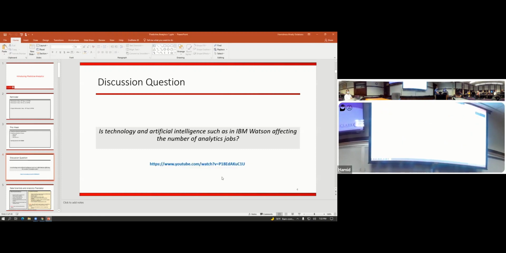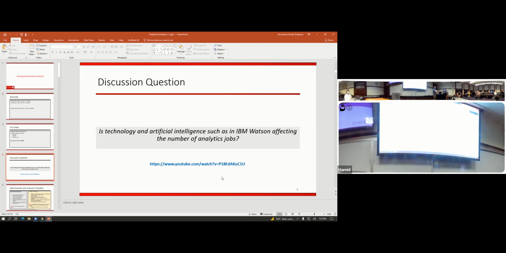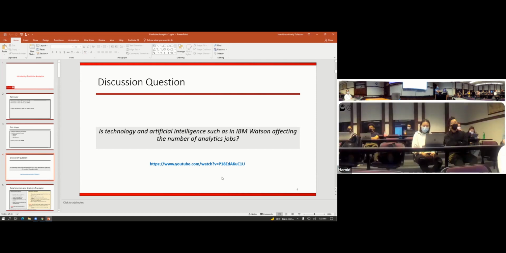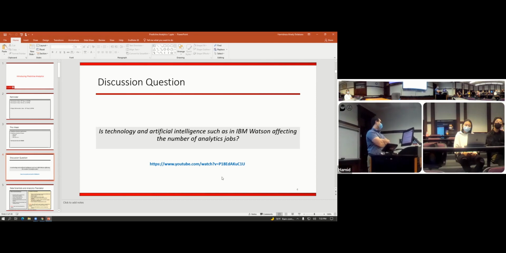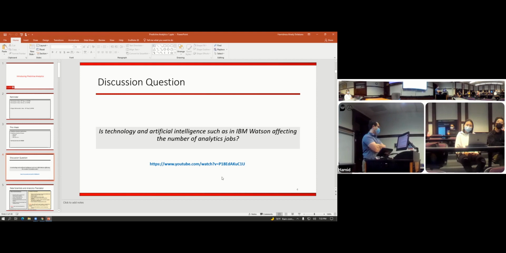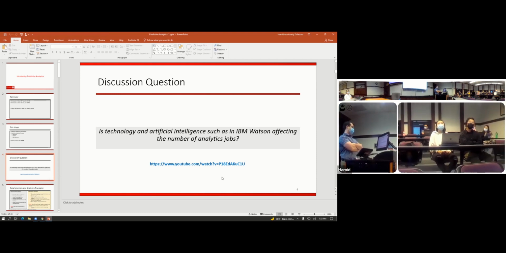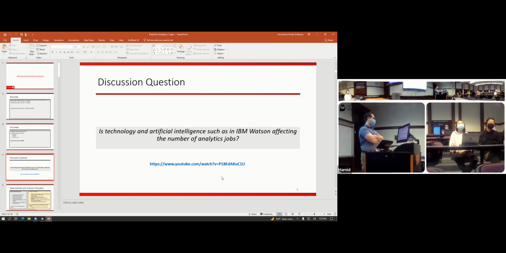IBM used to be very heavily focused on the hardware industry. Now they are much more in the software industry. So, okay, what's your idea? Is technology and artificial intelligence, such as IBM Watson, affecting the number of analytics jobs?